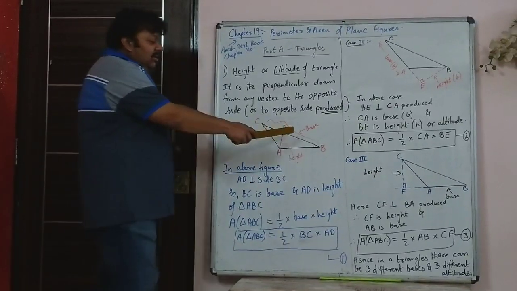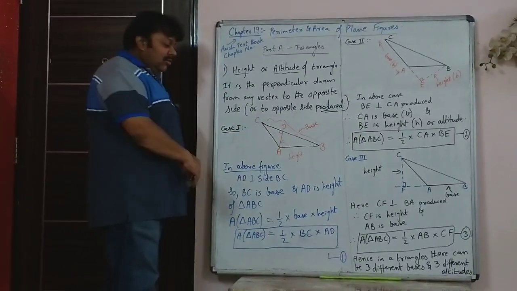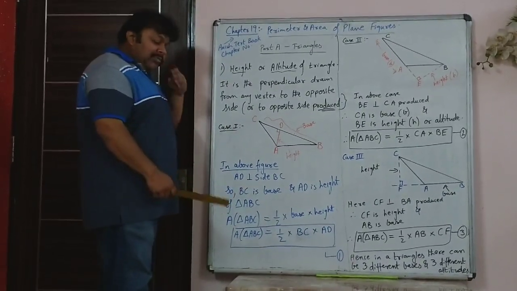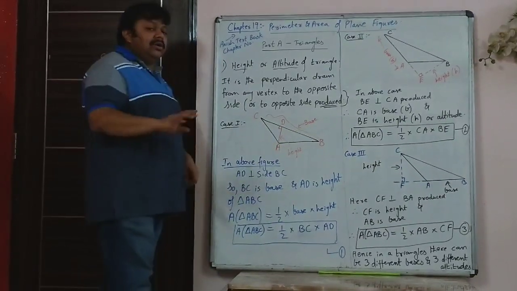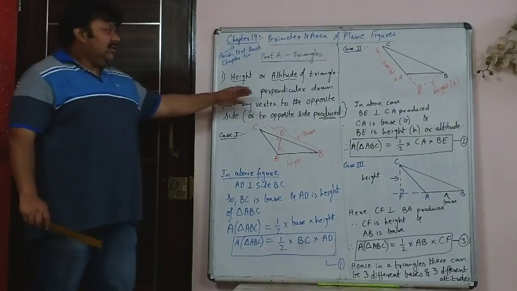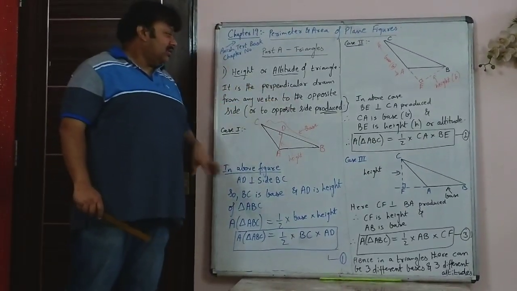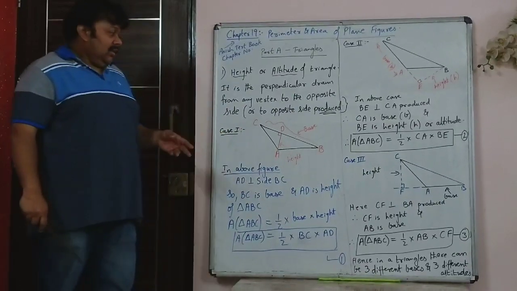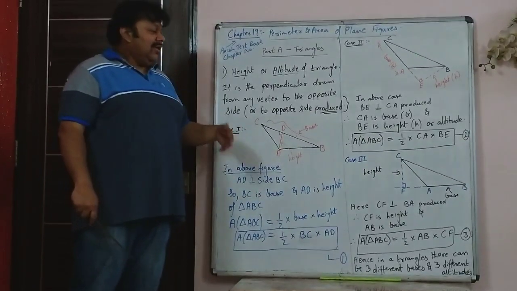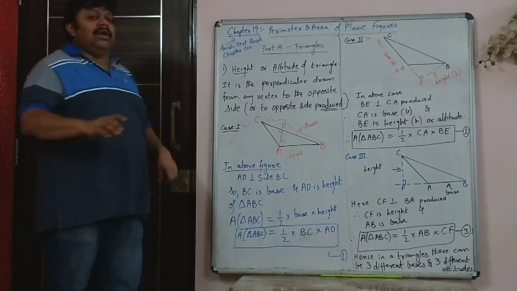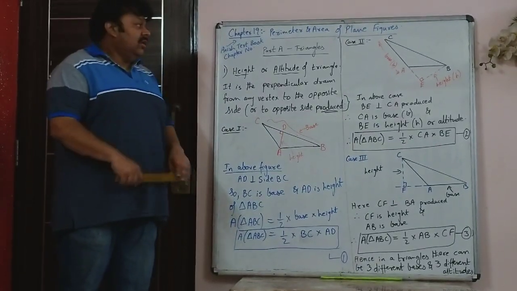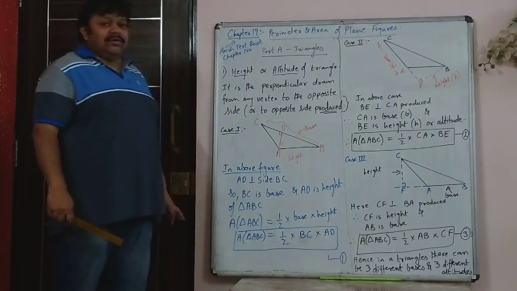When you are given a triangle, some people may think that only AB is the base because it is lying on AB. So some students may consider only AB as base, but it is not like that. Height or altitude of a triangle is the perpendicular drawn from any vertex to the opposite side. So perpendicular from a vertex to the opposite side is height, and that opposite side is called the base. So in a triangle there can be 3 bases and 3 different heights or altitudes. Another word for height is altitude.